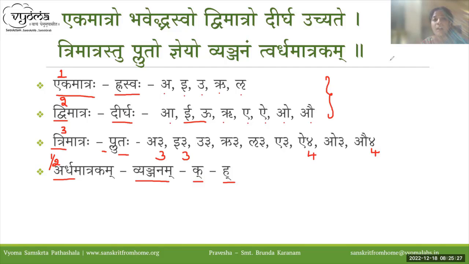I will read this shloka now once again. So I think now after this explanation, this shloka should be clear, and then I will request one of you to read it also. Ekamatro bhaved hrasvo dvimatro dirgha uchyate trimatrastu pluto gnyeyo vyanjanam tvardhamatrakam. I hope this is clear. Maybe one of you could read it, and then I will recap whatever we have done.